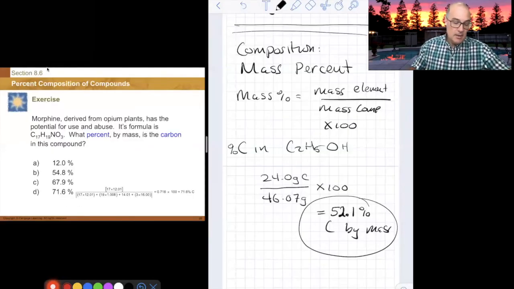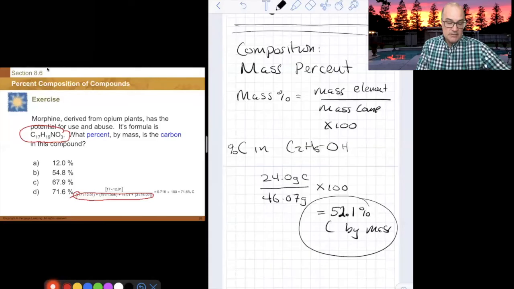Here's another example. Morphine, derived from opium plants, has the potential for use and abuse. Here's the molecular formula, C17H19NO3. So the first thing we have to do in this calculation is figure out the mass of the entire compound, right? This is not broken out separately in this example, but it's 17 times carbon plus 19 times hydrogen plus nitrogen plus 3 times oxygen. If we want to know the percent mass by carbon, then the total carbons are 17, so we multiply 17 by 12.01, and this turns out to be 71.6% carbon.